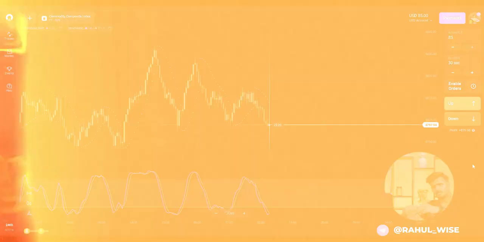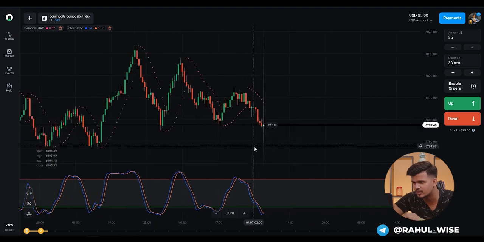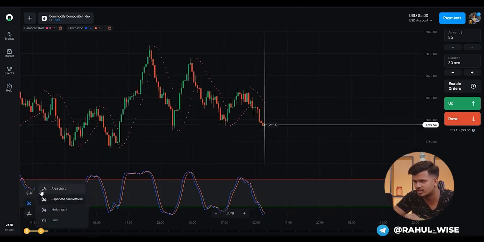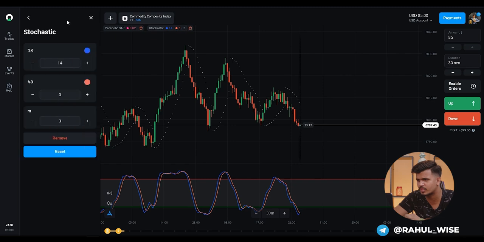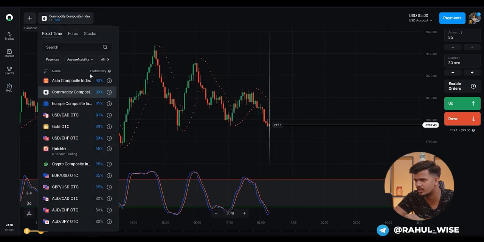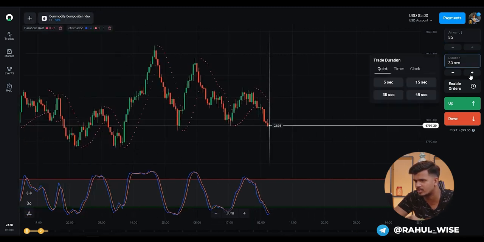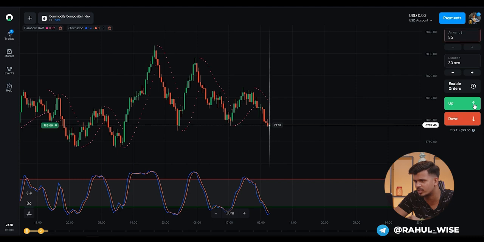And now I will take a detailed look at my example. Before starting a transaction, you need to set the necessary settings. First we put the type pattern in the chart, set the time frame to 30 minutes, then turn on the indicators parabolic SAR and stochastic. You can see the settings of these indicators on the screen. We set the commodity composite index. The transaction time is 30 seconds. Now let's move on to the transaction.